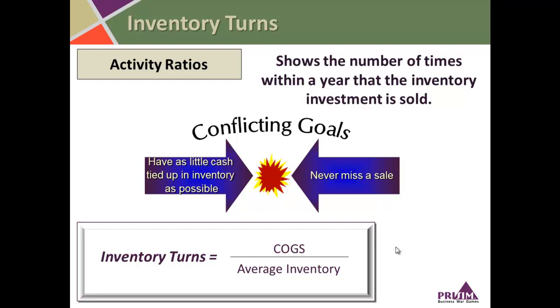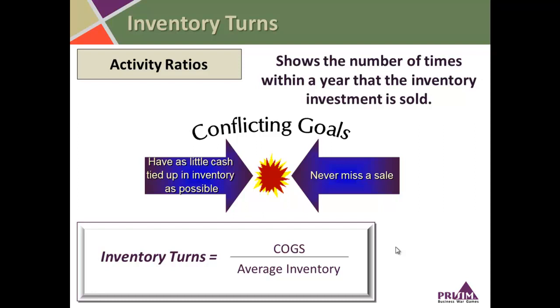And as you see on the slide, it's calculated as COGS, which is cost of goods sold, divided by average inventory to account for seasonality that you might have in inventory. So we're taking a number from the income statement, COGS, and a number from the current assets section of the balance sheet, average inventory. And as a benchmark number for inventory turns, it really depends on the industry.